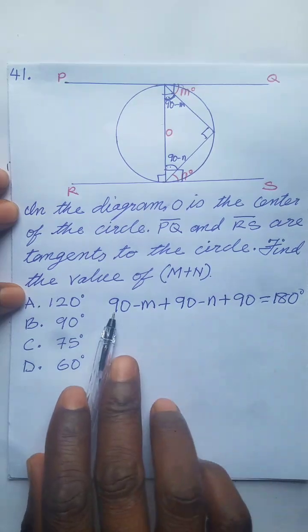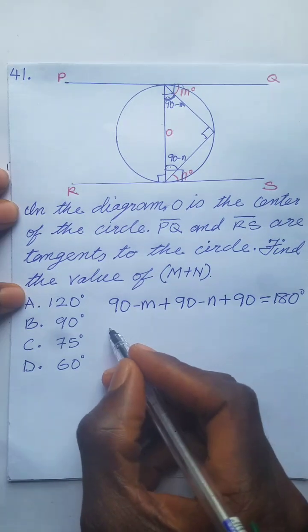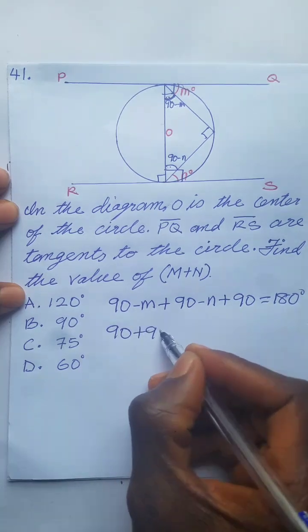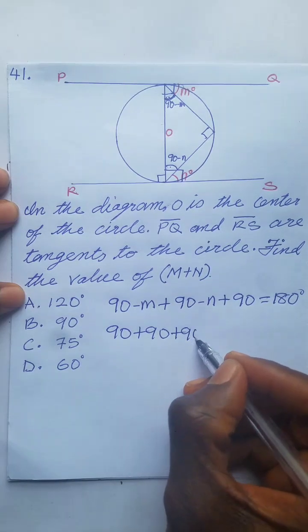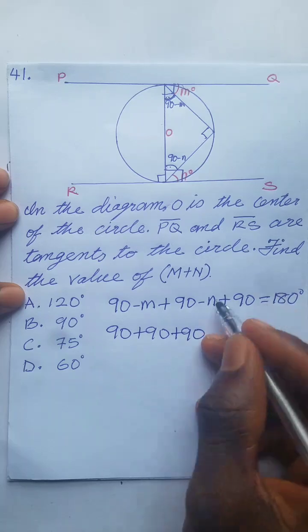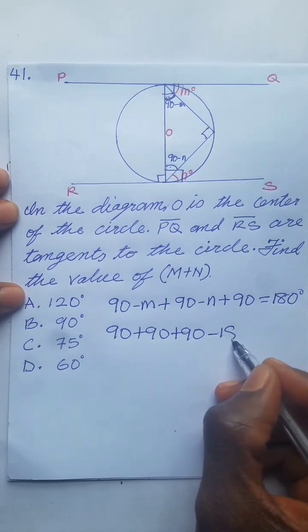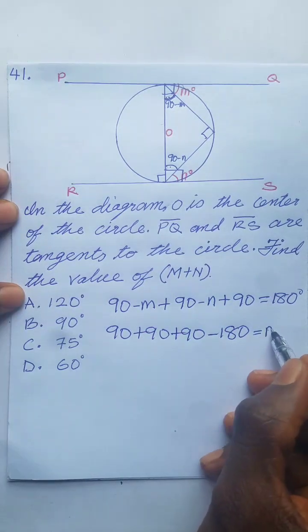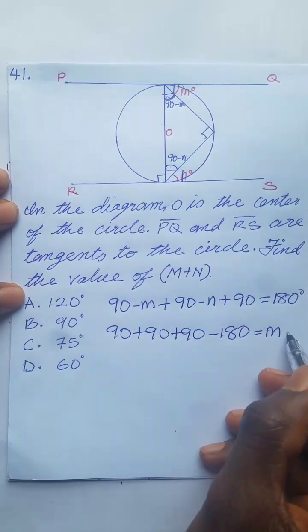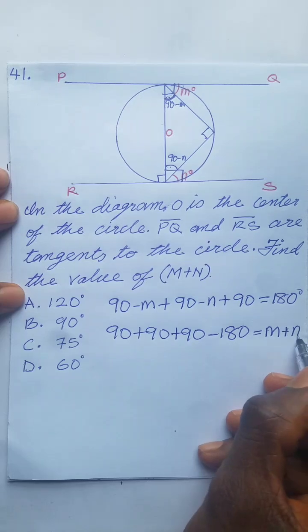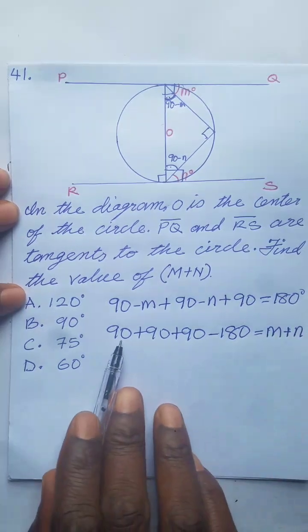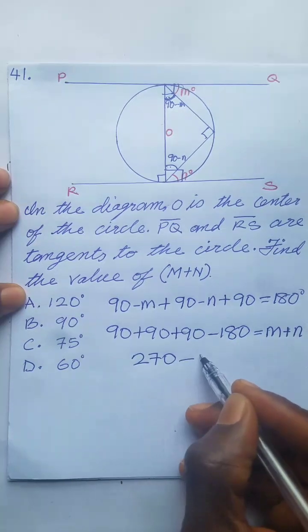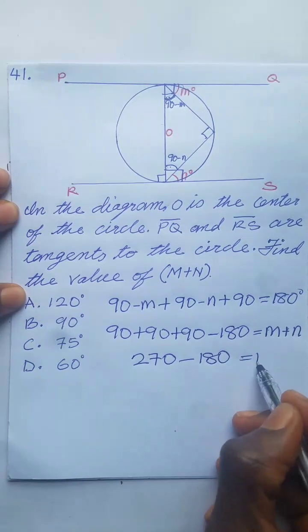Okay, now let's solve this. Let's collect like terms. This is 90 plus 90 plus 90, right? Let's bring this guy over here. Minus 180 is equal to, let this guy come over here. That will be plus m now, right? And this guy will be plus n. So this entire thing is 270 minus 180 is equal to m plus n.